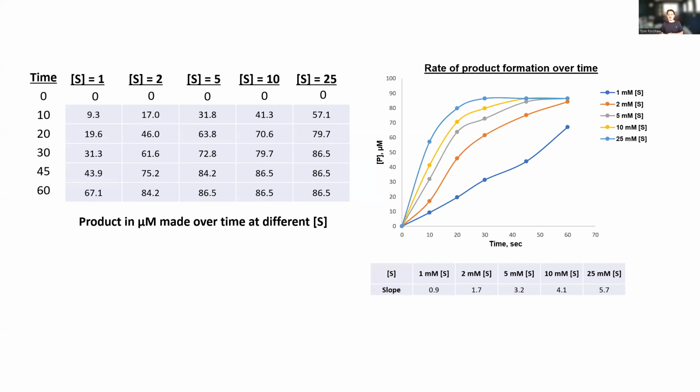And if we get Excel to tell us what those numbers are, we could work it out ourselves as rise over run. We can figure that number out ourselves, but we can just tell Excel to do it, and this will give us the slope. We can see that the slope, the steepness of the slope, therefore the initial velocity, is increasing as the substrate concentration increases.